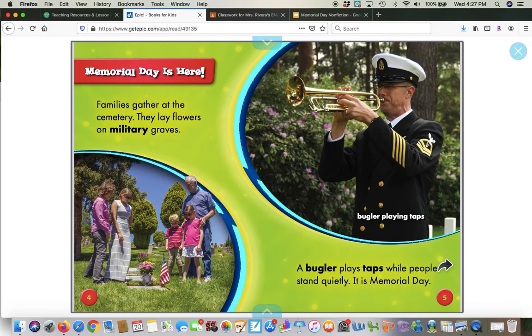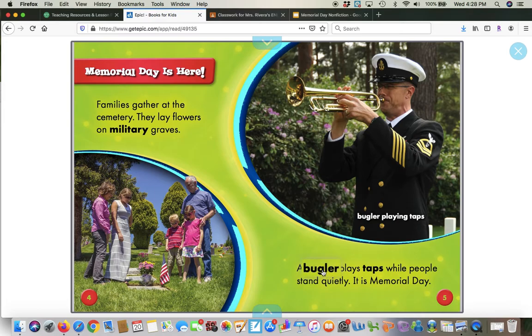Memorial Day is here. Families gather at a cemetery. They lay flowers on military graves. So people who die or pass away that were in the military, those are the soldiers and the people who fought for the freedoms in our country. The people who were in the military that died, we like to lay flowers for them and flags to show respect and to show thank you for fighting for our country.